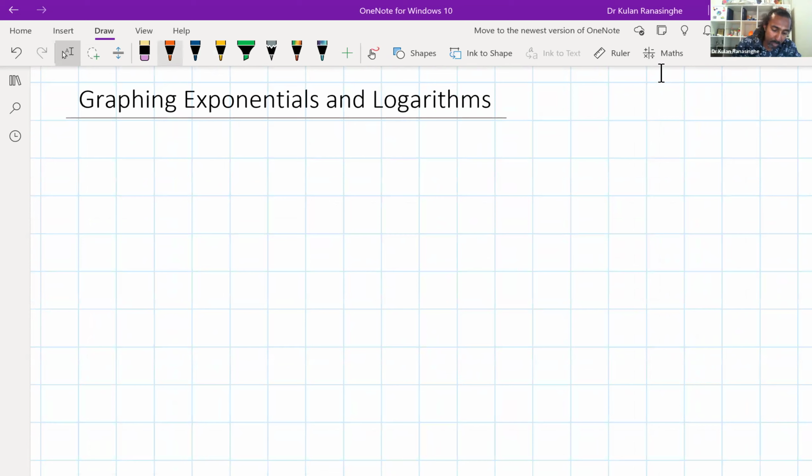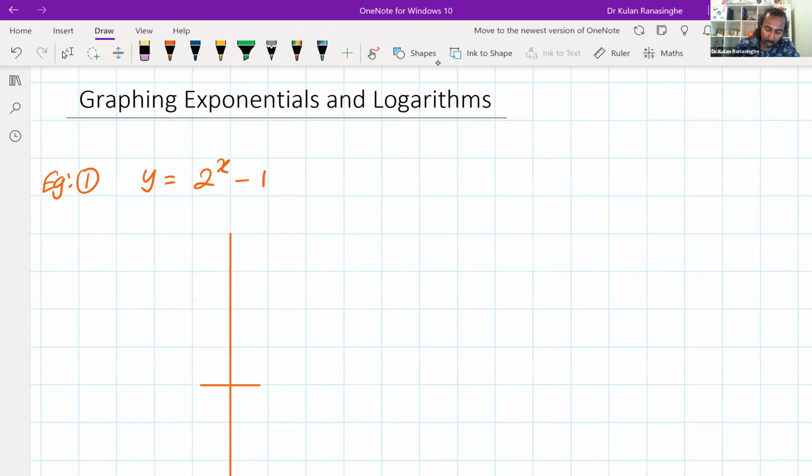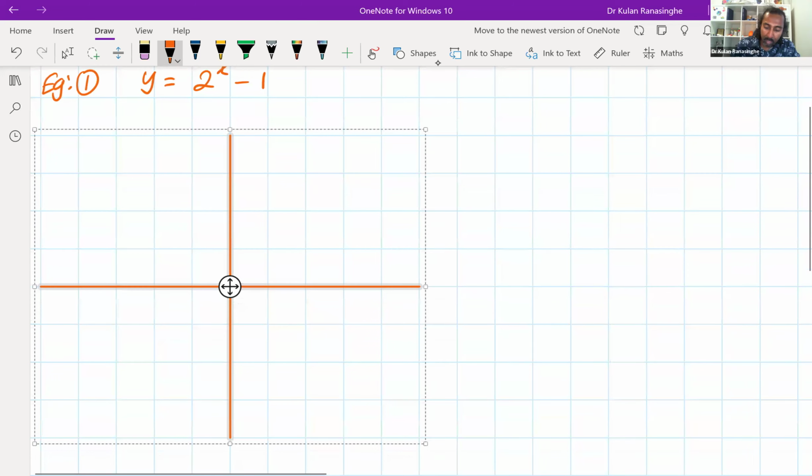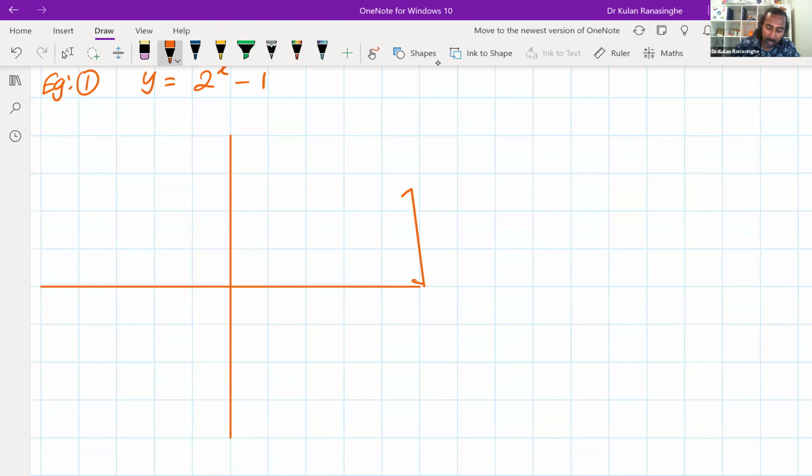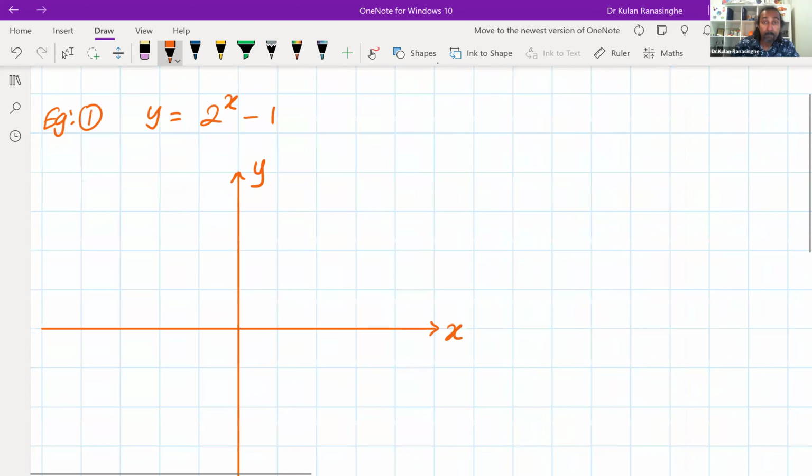We do have y equals here. Let's say number one example, y equals 2 to the x minus 1. Let us start sketching. I'm going to work through here. The graph is not to scale. However, the understanding is that you will be able to mimic this one on a scaled Cartesian axis.